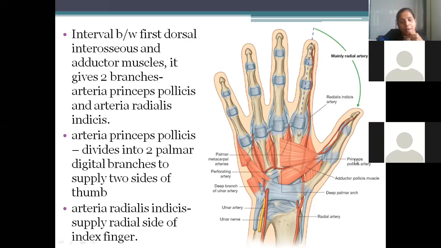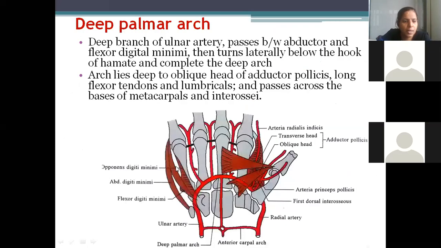So this is only which half? Lateral half. Lateral half of which finger? Index finger. So that means 1.5 digits are supplied by the deep palmar arch. Very good.